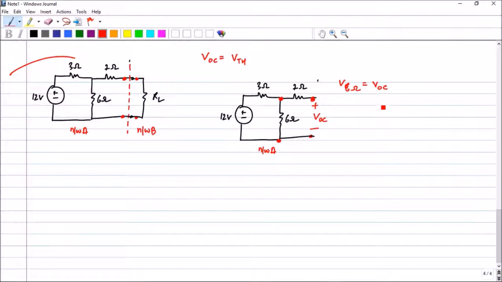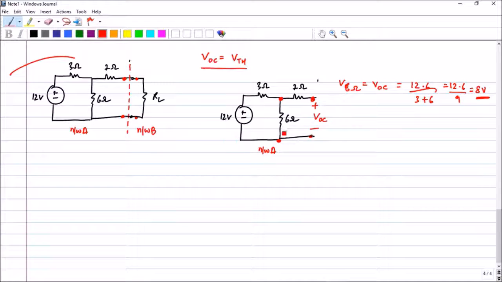So what is that? That voltage will be nothing but, with a simple voltage divider, 12 into 6 divided by 3 plus 6. Alright, so it will be 12 into 6 divided by 9. It is going to be equal to 8 volts. Basically now you can see that this is the same problem which I have done using the source transformation. So we can check the values as well. Now you have found out the open circuit voltage. So this is going to be your Thevenin voltage, which is equal to 8 volt.